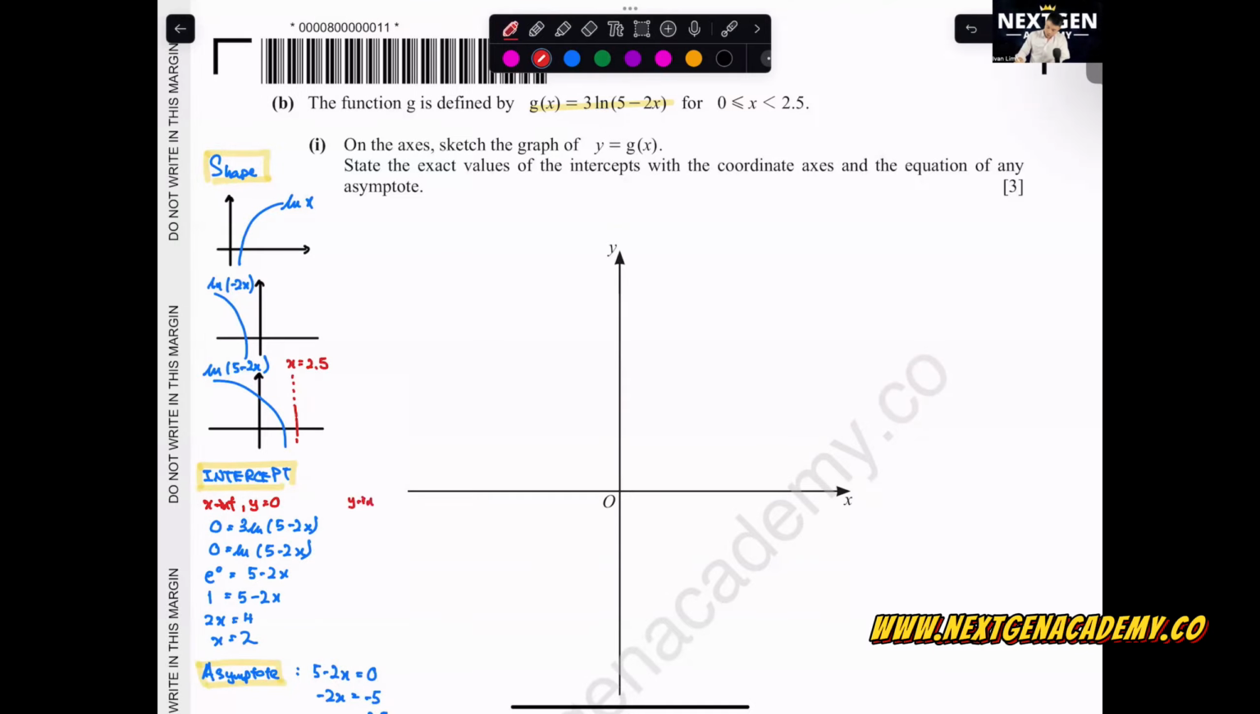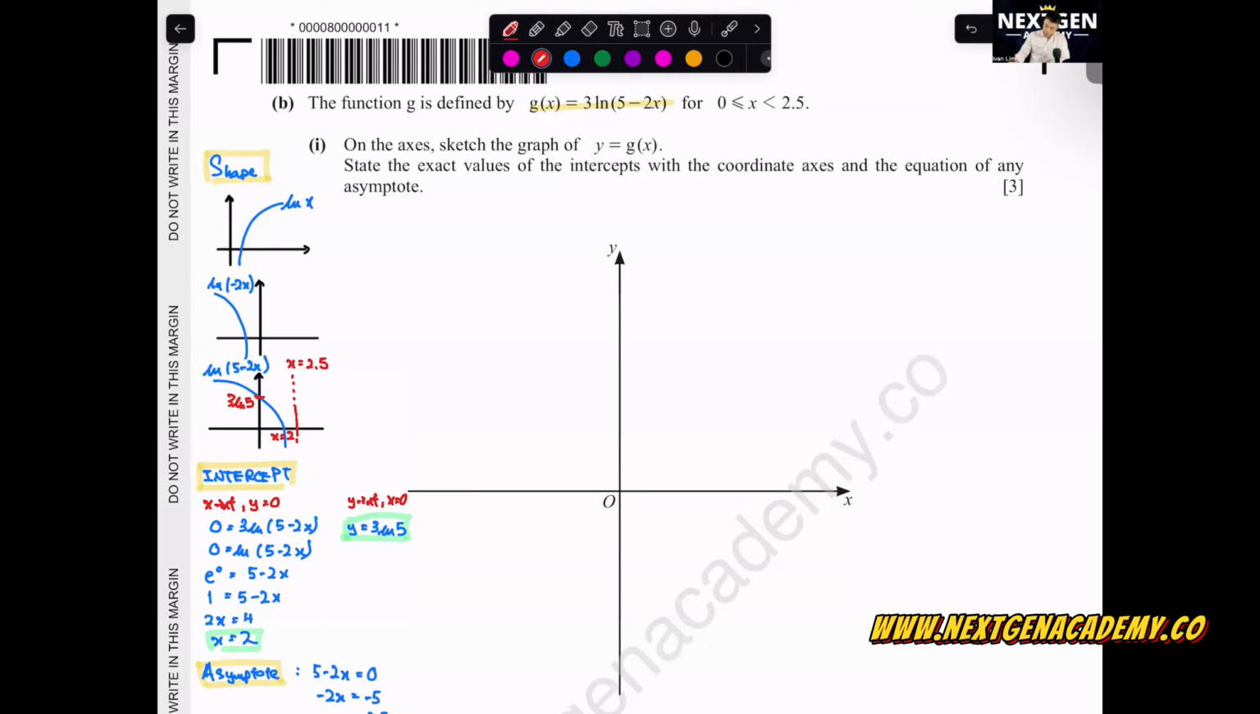Then we've got our y-intercept. x is equal to 0. Here, y is equal to 3 ln 5. So we got these two points: x equals to 2, and y equals to 3 ln 5. Let's sketch back into the graph here. This one is 3 ln 5 and x equals to 2.